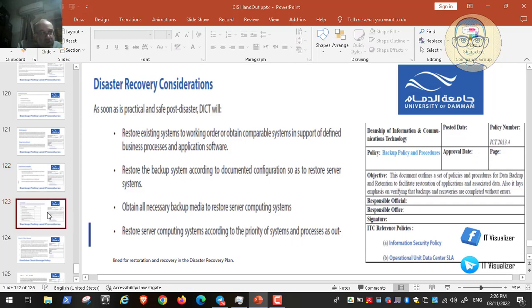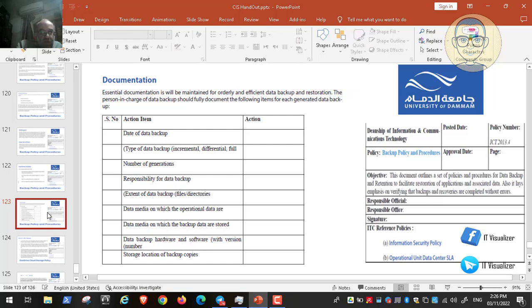Let's continue. And then the last thing here is documentation. This is provided when you are taking a backup. This is the form that you need to fill: date of data backup, type of data, number of generations, responsibility for the backup, who is responsible, extent of data backup files or directories, data media on which the operation data are stored, data media on which the backup tapes are stored, data backup hardware and software with version number, storage locations. So this is essential documentation that will be maintained for orderly and efficient data backup and restoration.